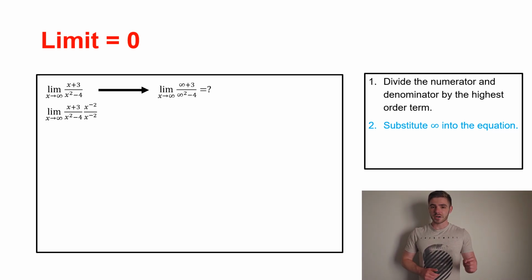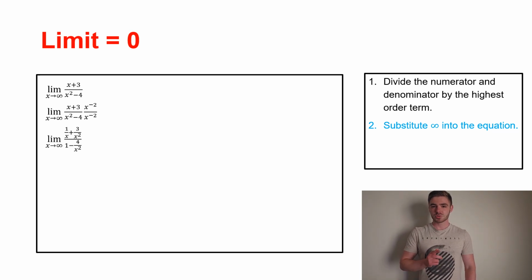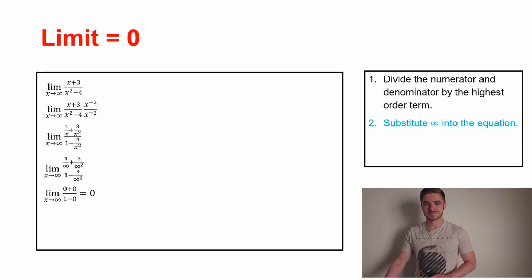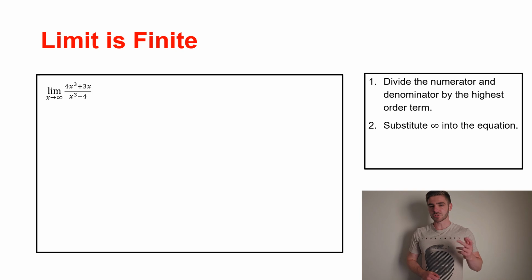If we divide by the highest order term, then suddenly all these other terms are going to become fractions. If we substitute x equals infinity now, then all of those fractions are just going to go to 0. And since the entire numerator has gone to 0, this means the limit as x approaches infinity must also be 0, as we expected.